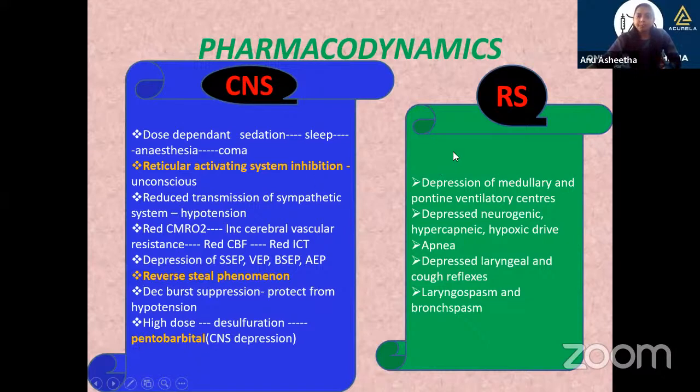In the respiratory center, they depress the medullary and the pontine ventilatory centers. They also depress the ventilatory response drive, neurogenic, hypoxic, and hypercapnic drive. Hence, apnea may result. Laryngeal and cough reflexes are always suppressed. Then a great caution to be noticed is laryngospasm and bronchospasm. This is mainly due to the histamine release from the skin and the mast cells of the lung. Hence it is contraindicated in status asthmaticus.